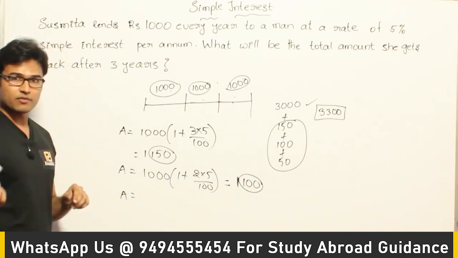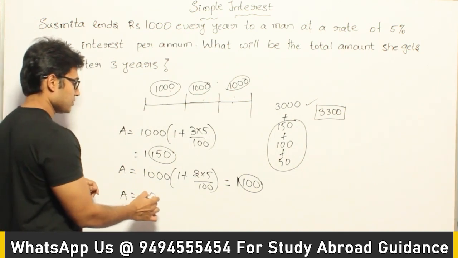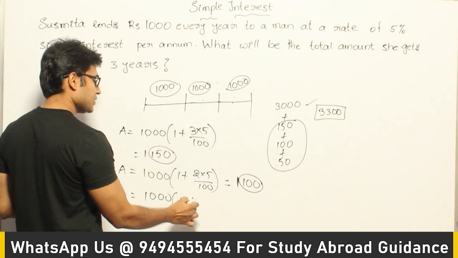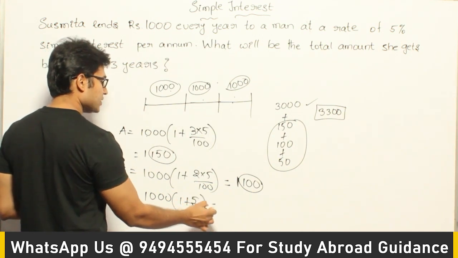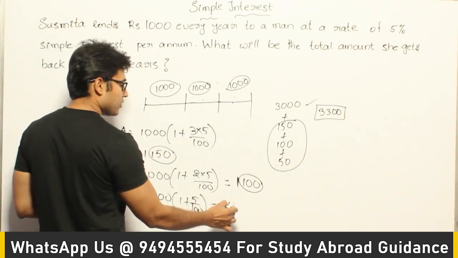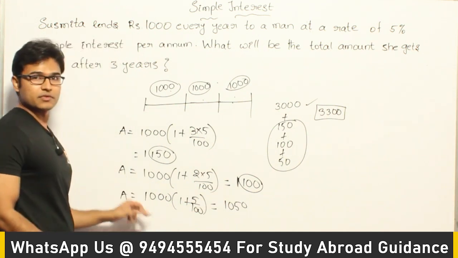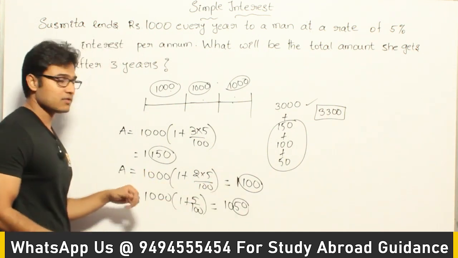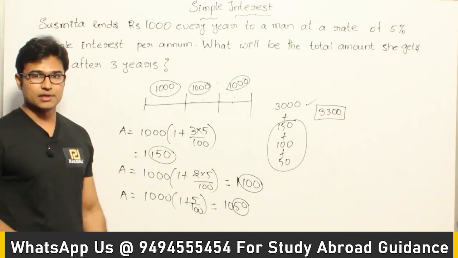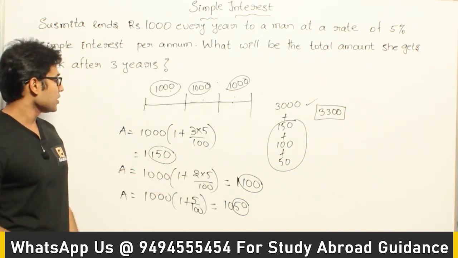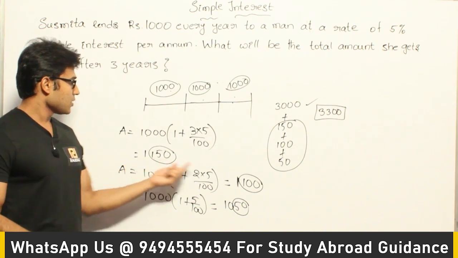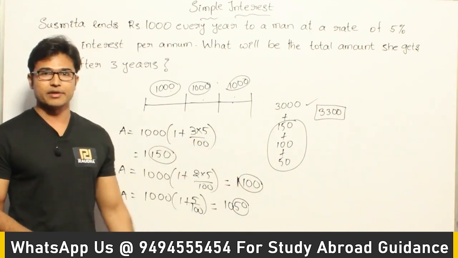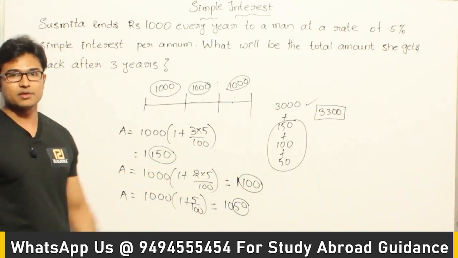Third one is invested only for 1 year, right? So how much is invested? 1000. So 1000 into 1 plus 5 by 100. Now if you see this, you are going to get 1050. So what does it mean? On the third 1000 you are going to get 50 rupees. Anyway, you have to add all these three, and you are going to get the total amount as the same one, 3300. Either you go in that method or this method, both are same.